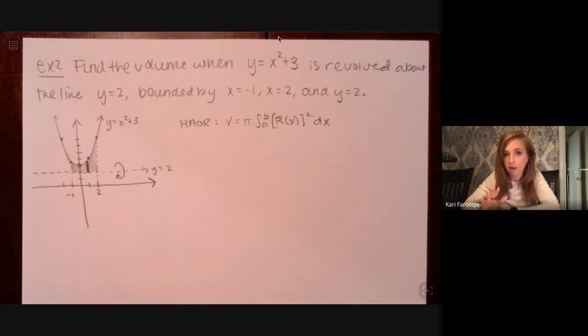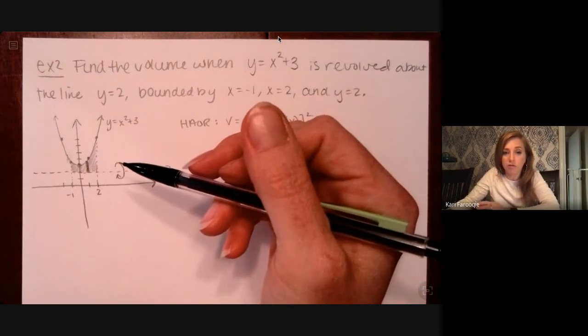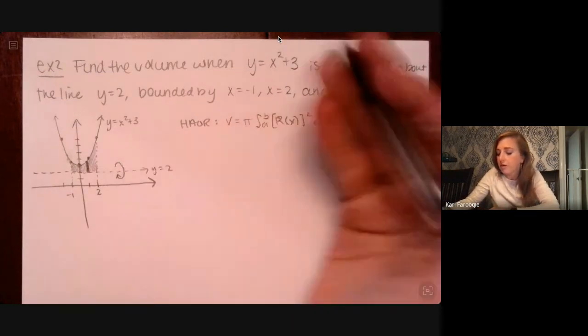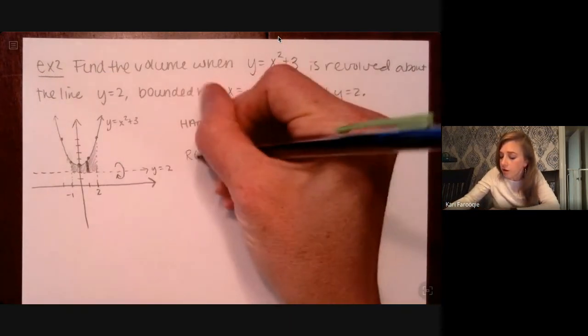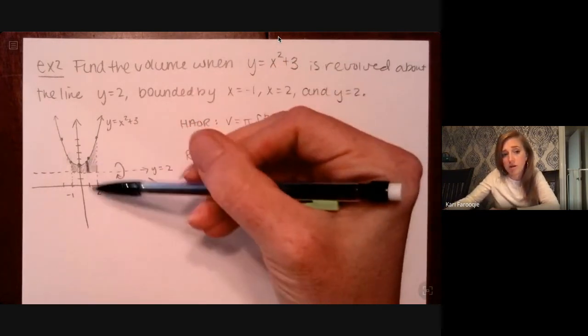You just want to have a rectangle perpendicular to your axis of revolution so you can get a good idea of how to represent the height using a function of x. Now, here's where our discussion of area is going to come into play. So when we're looking for r of x, you're thinking about this in terms of top minus bottom.